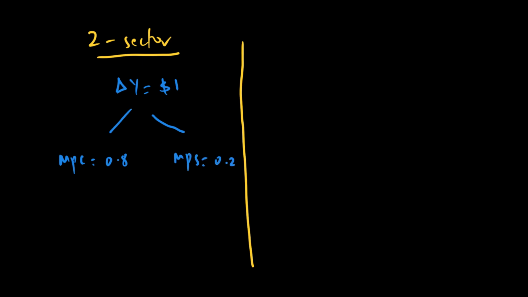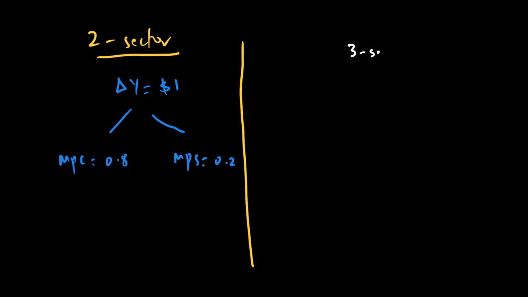Now this implies that if you have an extra dollar of income, 0.8 of it will be consumed and 0.2 of it will be saved. Now in this two-sector model, remember, there is no taxation, there is no government expenditure, so there is no withdrawal. The only withdrawal that is happening is saving. So that's your two-sector model.